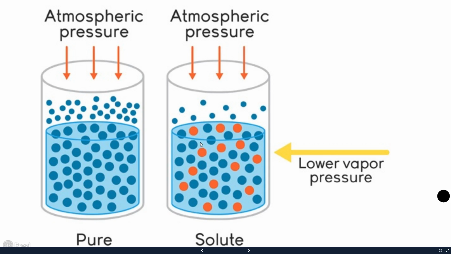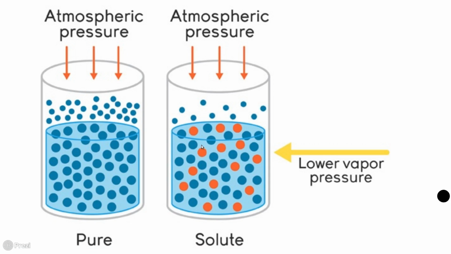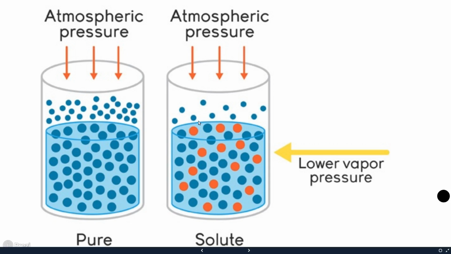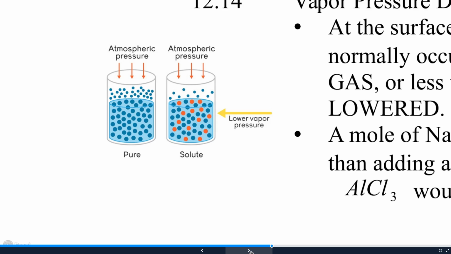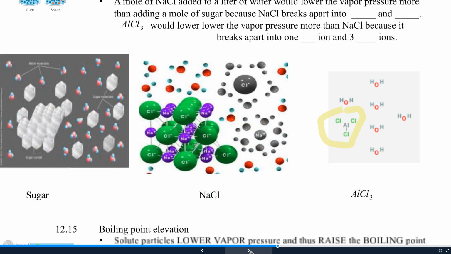So because the red particles, the solute particles, are blocking the blue liquid from becoming a gas, the amount of vapor on the top goes down, so the vapor pressure is lowered. Remember, the red particles, the solute particles, block the blue ones, so they can't escape. Only these here can escape and become gas particles. So it lowers the number of gas particles that can be created. That also lowers the vapor pressure. Okay? And we all went through this already.